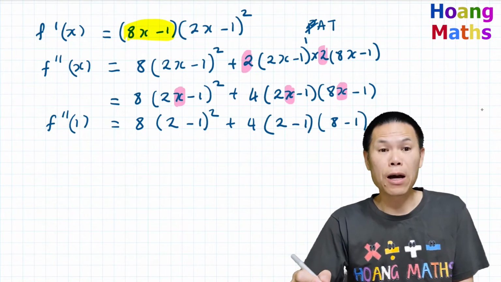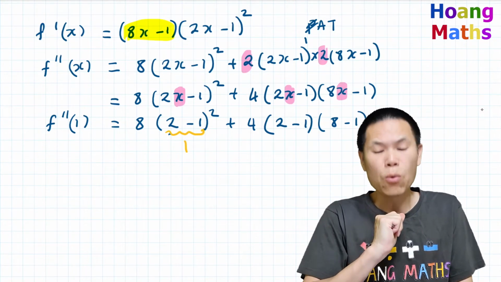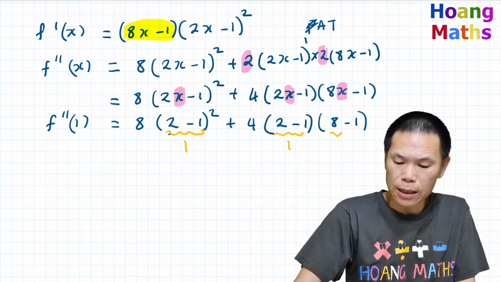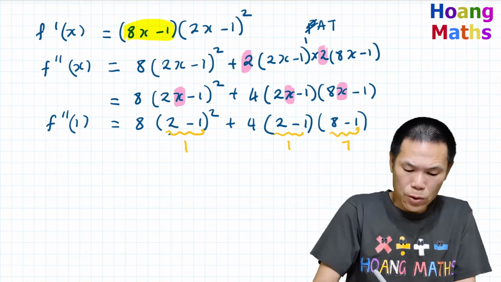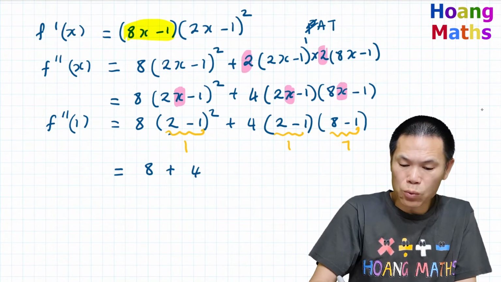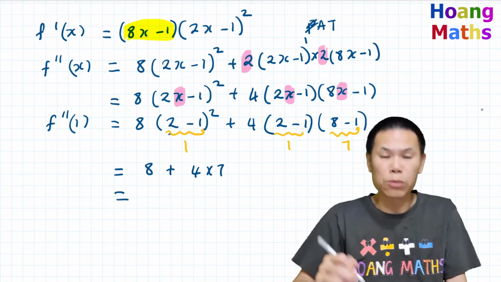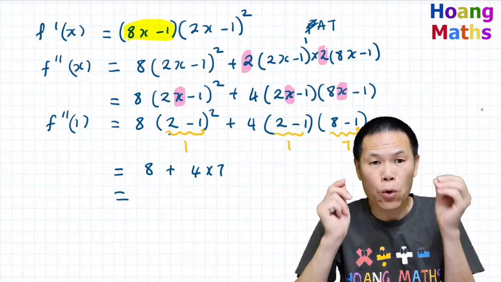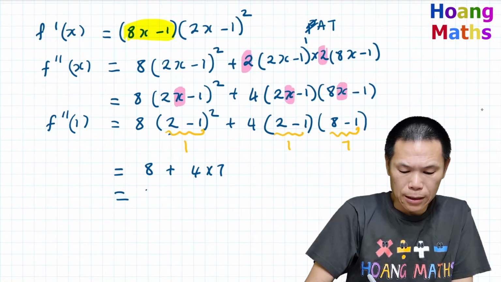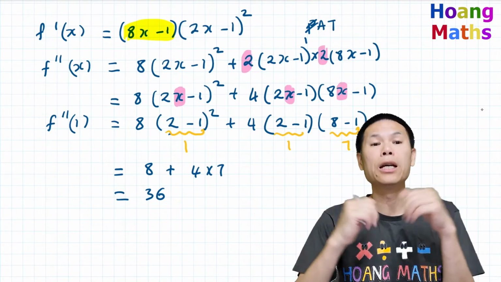So now I just evaluate this. This will give me 1 because 2 minus 1 is 1 and it's squared, also gives me 1. And this gives me 1 and this gives me 7. So we just write this down. That becomes 8 plus 4 times 1 is 4, and then we times 7. Otherwise, we can just put it in a calculator. And we know that 4 times 7 is 28. We add another 8, which is 36. So there you go. Otherwise, you can just put that on a calculator and you should get 36.